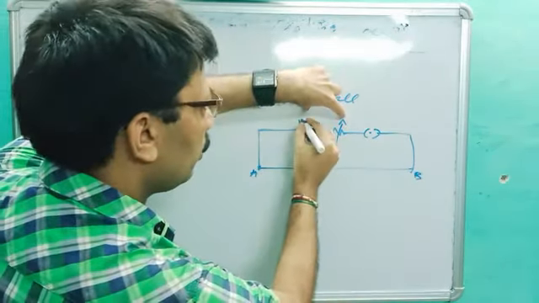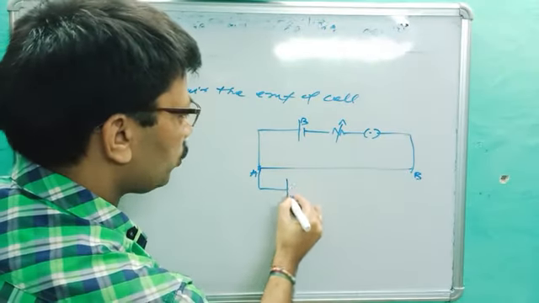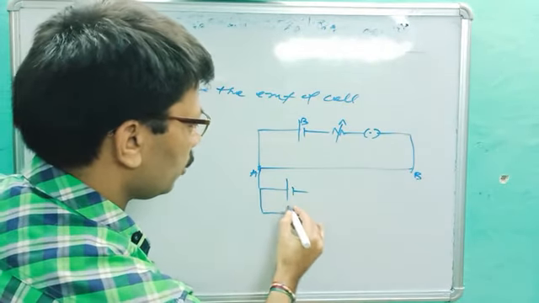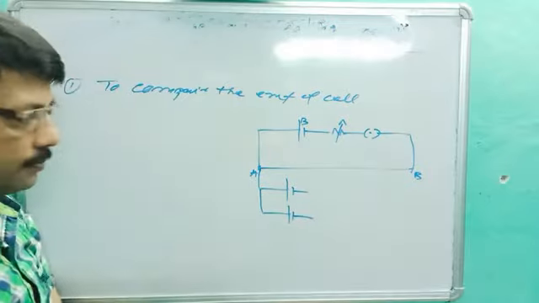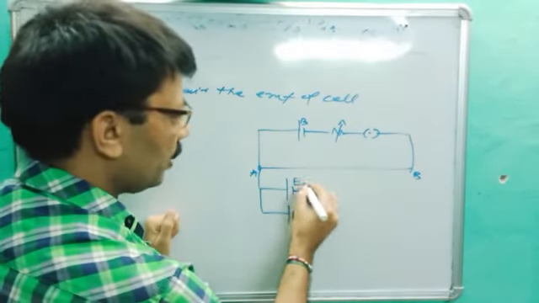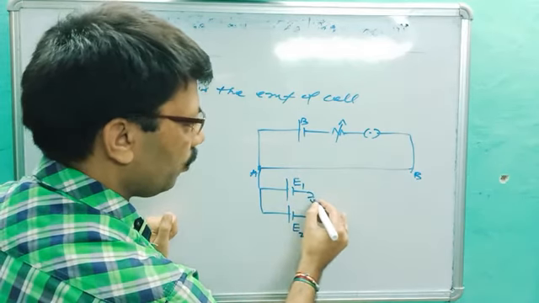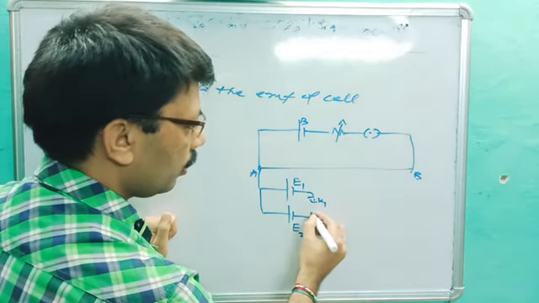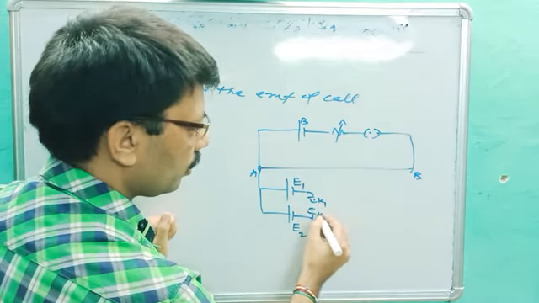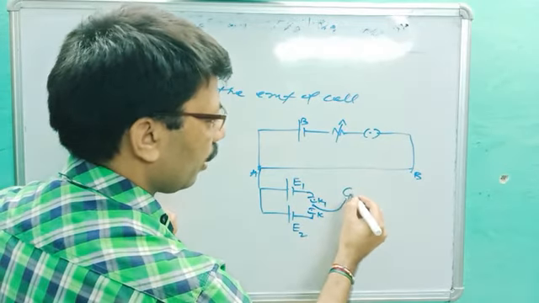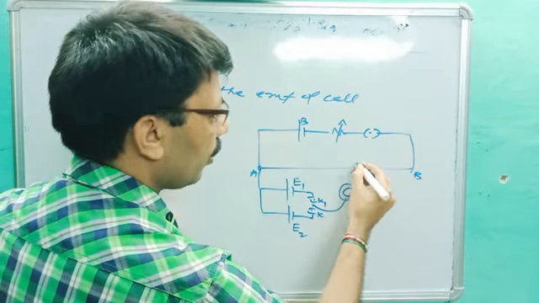This point is common, and we apply two cells, because for comparison you need two cells. Let's suppose their EMFs are E1 and E2, and they are connected by a two-way key, K1 and K2. From the middle we apply the galvanometer and the jockey.